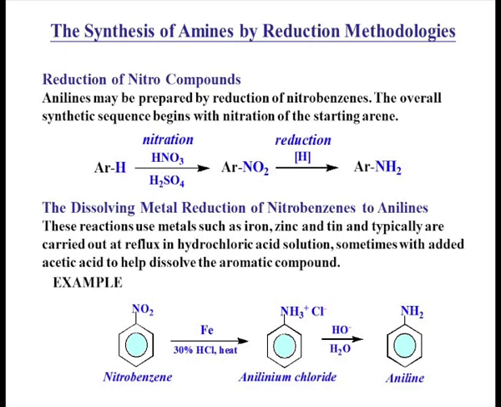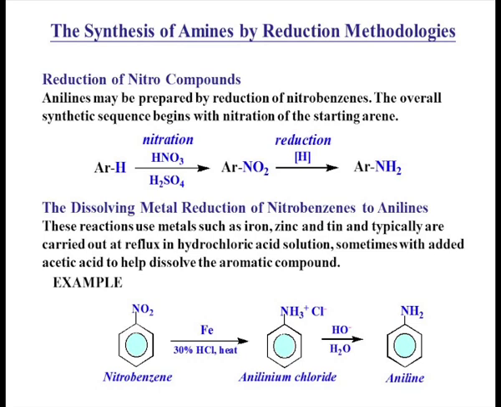The overall synthetic sequence begins with nitration of the starting arene and then the reduction. The reduction may be done in a number of ways. The dissolving metal reduction of nitrobenzene to aniline: these reactions use metals such as iron, zinc and tin, and typically are carried out at reflux in hydrochloric acid solution, sometimes with added acetic acid, because acetic acid is a very nice thing.